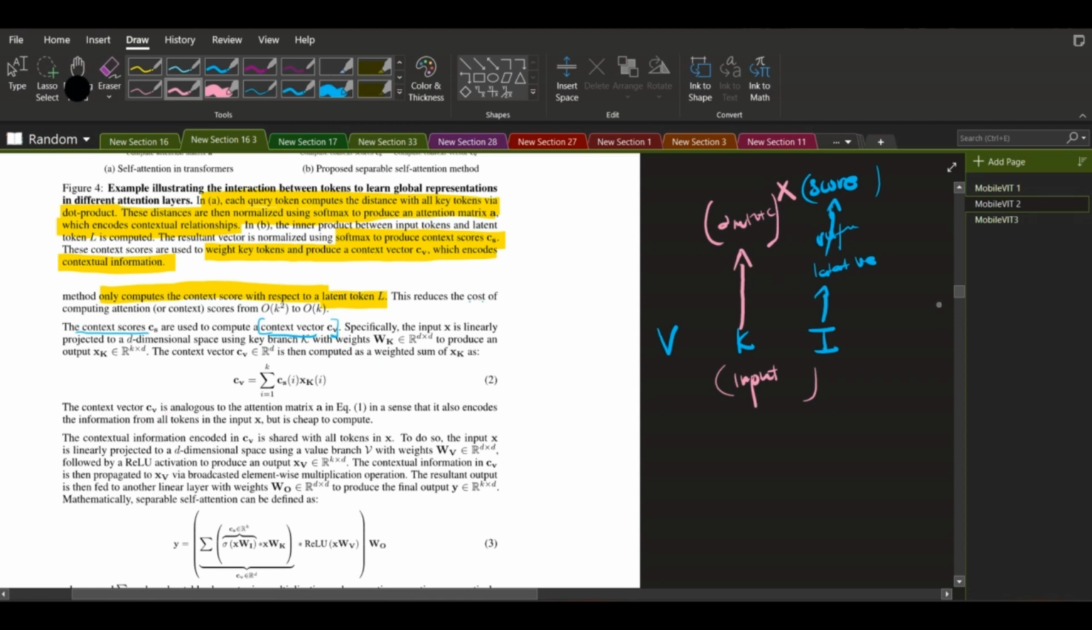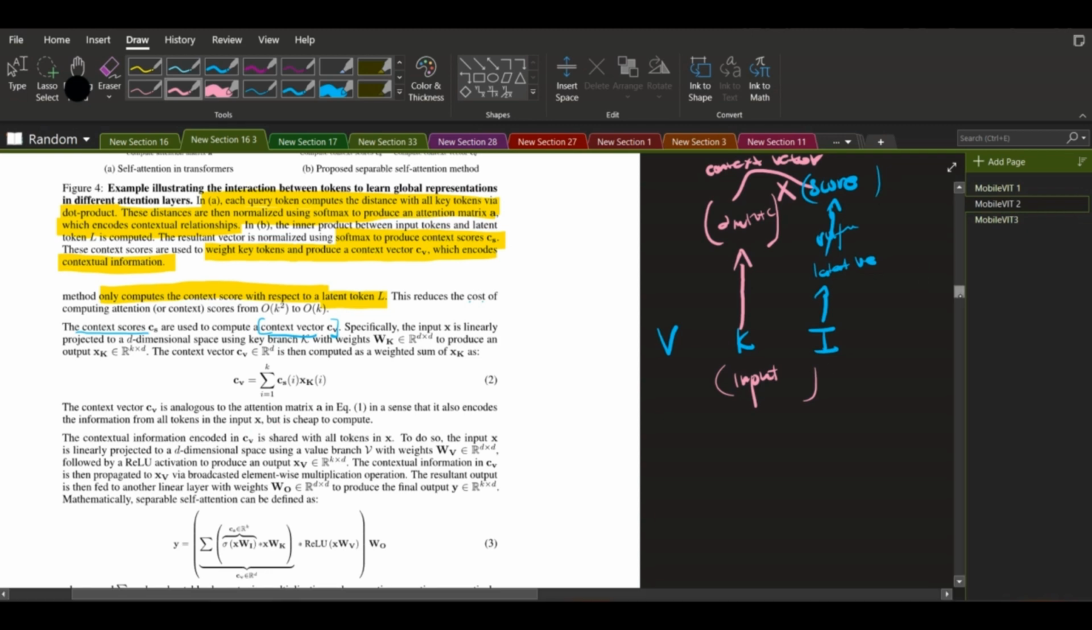So then after we do that, we get what we call the context vector. That's how we got a context vector. Okay, so hope that makes sense. Then they say that the context vector, which is CV, is analogous to the attention matrix in the sense that it encodes the information from all tokens in the input X.